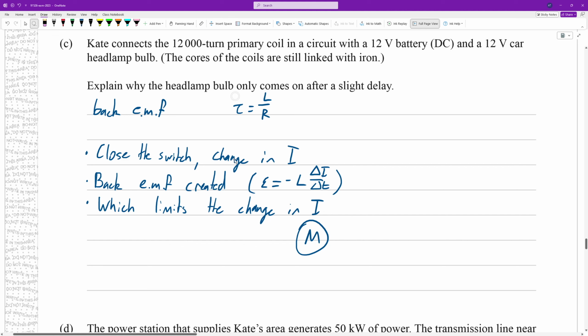And for the time constant argument, it is very similar. So we would say that in an LR circuit, which this is, right, the inductor being the transformer, resistance being the load, the time constant is L over R, which limits the rate of increase of current. Hence, there is a delay in us seeing the bulb turned on.